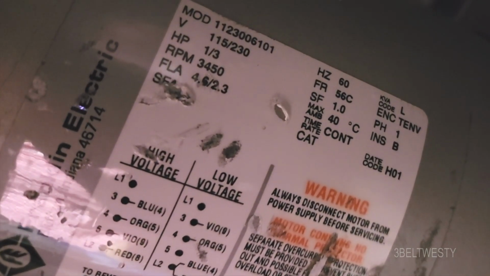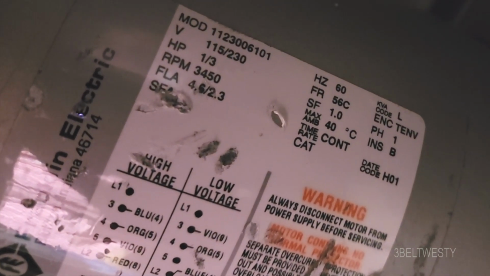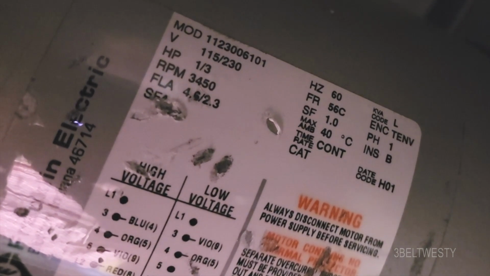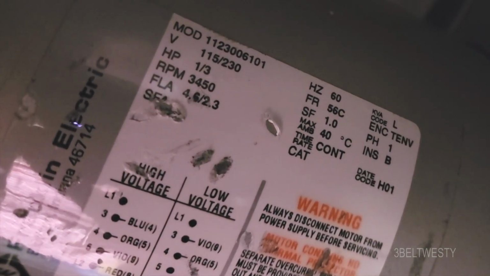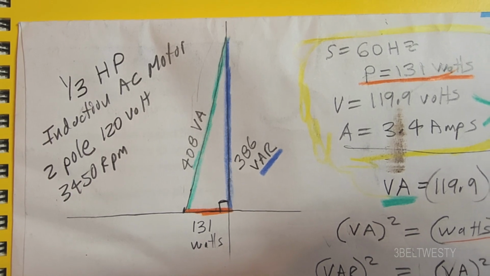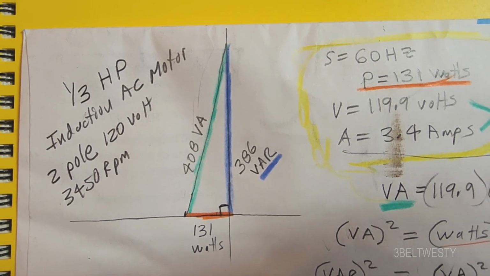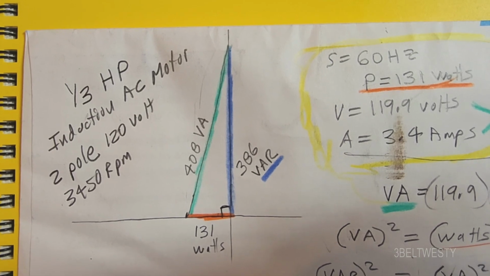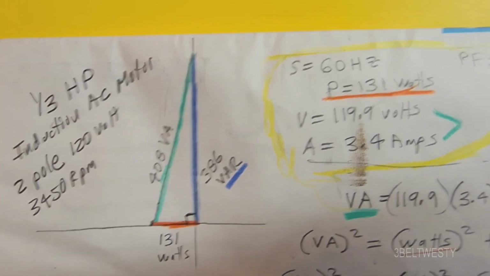Okay, we're running a 3rd horsepower motor, 2-pole, 3450 RPM on 115 volts. Okay, and testing a 3rd horsepower induction motor, no load, just running a grind disc. Got the input power is 131 watts.